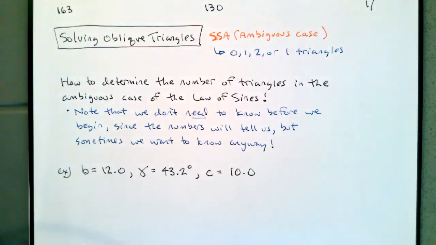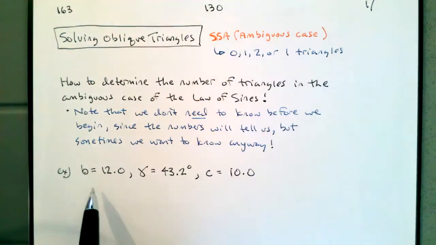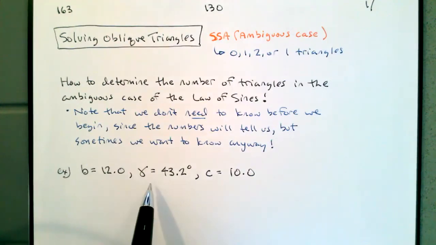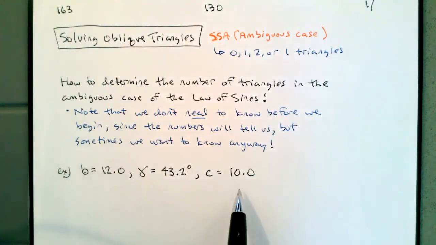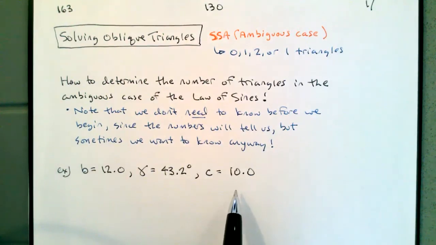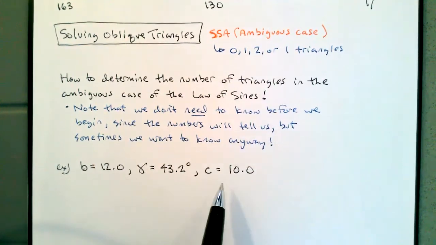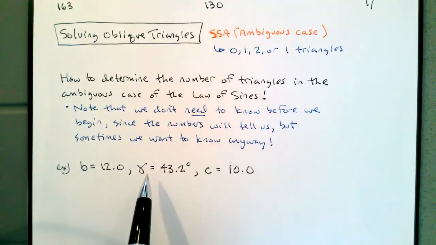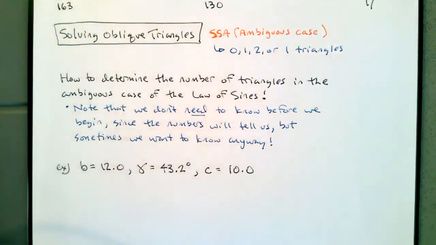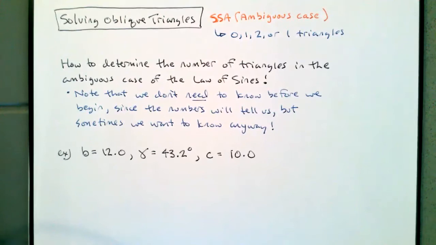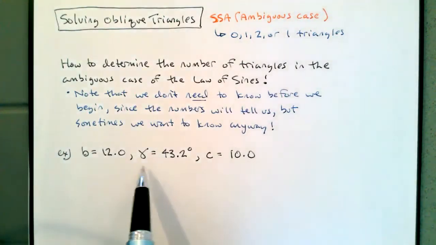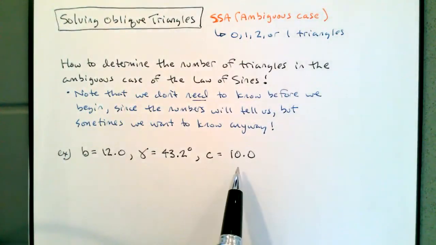So let's talk about the ambiguous case of the law of sines. Here's a set of information. I've got side B, angle gamma, and side C. So I have a pair of opposite information: side C and angle gamma. I have 2 sides and the angle opposite one of those sides. So now we're aware we're in the ambiguous case of the law of sines. We're in the side-side-angle case because gamma is opposite one of my given sides.